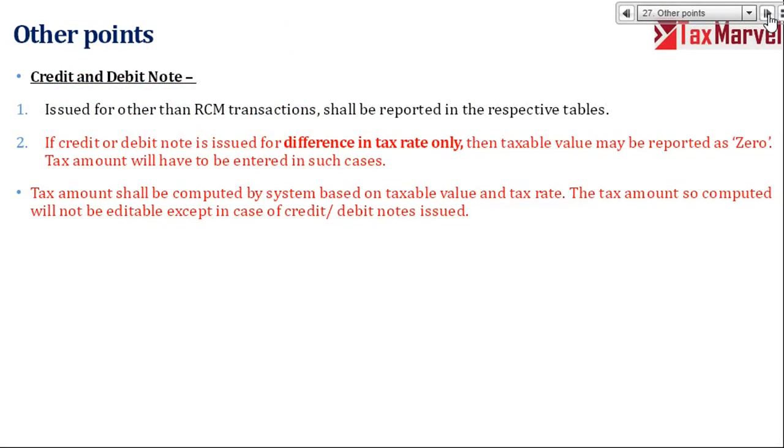So credit and debit notes issued for other than RCM transactions, and credit and debit notes issued for a difference in tax rate only, will be reported as 0, right? So the taxable value remains the same. Earlier I issued an invoice for 10,000 rupees at 12% GST, but I realized GST should be 18% or 5%. The taxable value will not change, only the tax rate will change. So in that case, the debit note or credit note will be reported with taxable value 0, and only the tax amount will change, right?